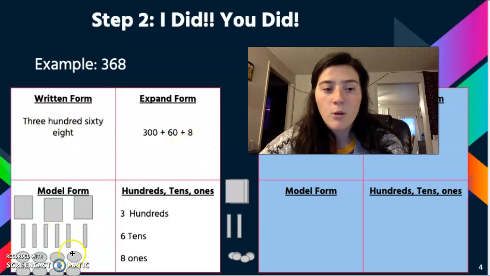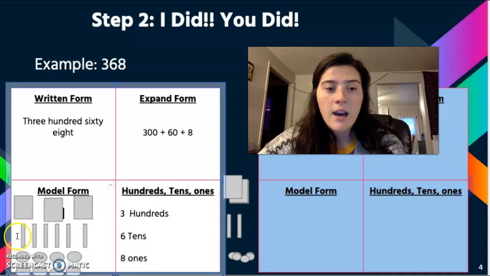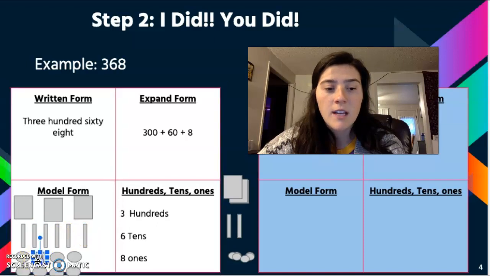My model form. So I use these and I can drag and drop. So these are my hundreds, so I have 3 hundreds. These are my 10 sticks. So I have 6 10 sticks, and then I have 8 ones. These are my ones. And then I just wrote it out in my tallies chart. 3 hundreds, 6 tens, and 8 ones.